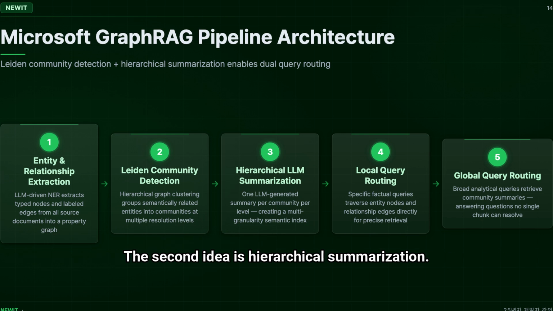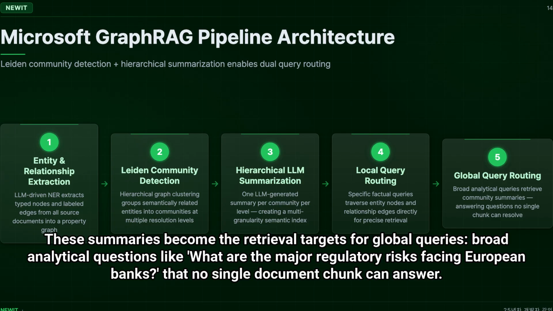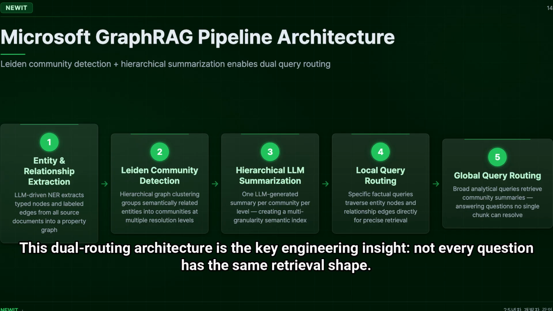The second idea is hierarchical summarization. For each detected community, an LLM generates a community summary, a dense natural language synthesis of everything that community represents. These summaries become the retrieval targets for global queries. Broad analytical questions like what are the major regulatory risks facing European banks, that no single document chunk can answer. Local queries, specific factual lookups, still route to the direct entity and relationship retrieval. This dual routing architecture is the key engineering insight. Not every question has the same retrieval shape.